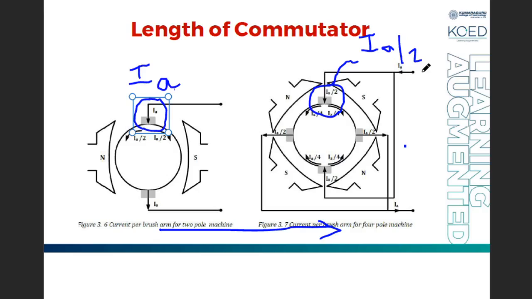Suppose the brush area is more, then in order to hold the brush area and its setup, the length of the commutator should be more. So what we finally find here is, with an increase in the number of poles, the length of the commutator is reduced. What is the use of getting a lower value for the length of the commutator? If the commutator length is less, obviously the cost involved in manufacturing this commutator will also be reduced.